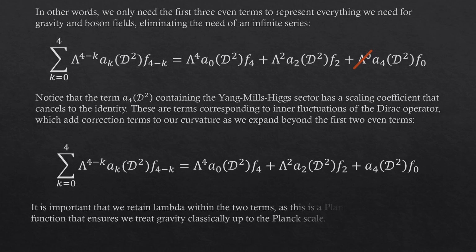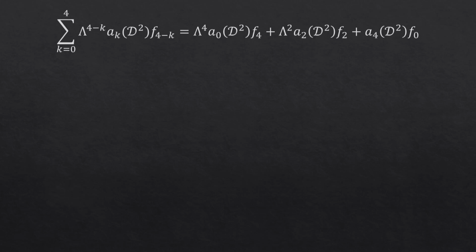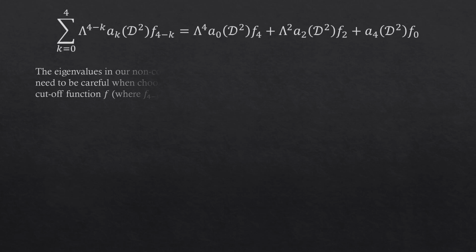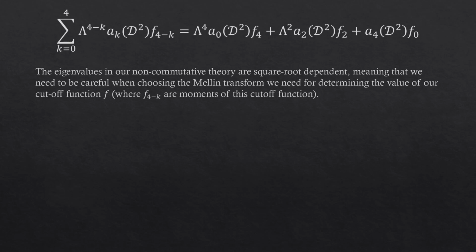It is important that we retain lambda within the two terms for gravity, as we want to scale that off to make sure that we don't go into the high energy regime of the Planck scale. The eigenvalues in our non-commutative theory are square root dependent, meaning that we need to be careful when choosing the Mellin transform we need for determining the value of our cutoff function f, where f sub 4 minus k, as we have mentioned prior, are moments of this cutoff function.